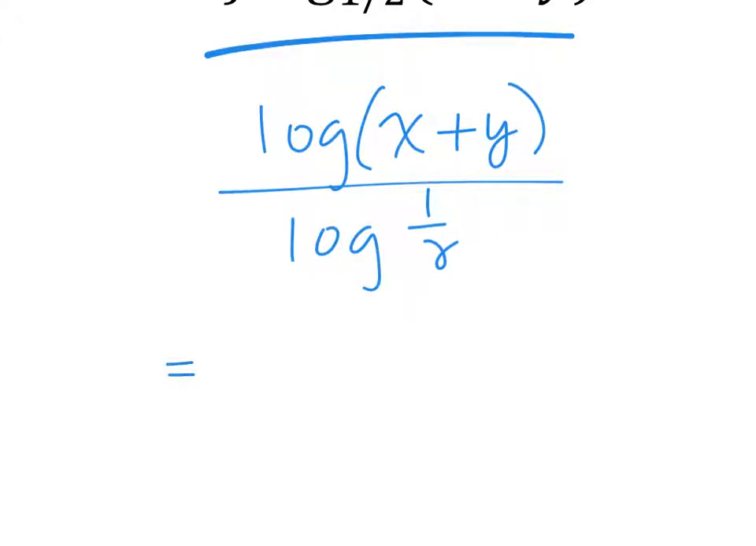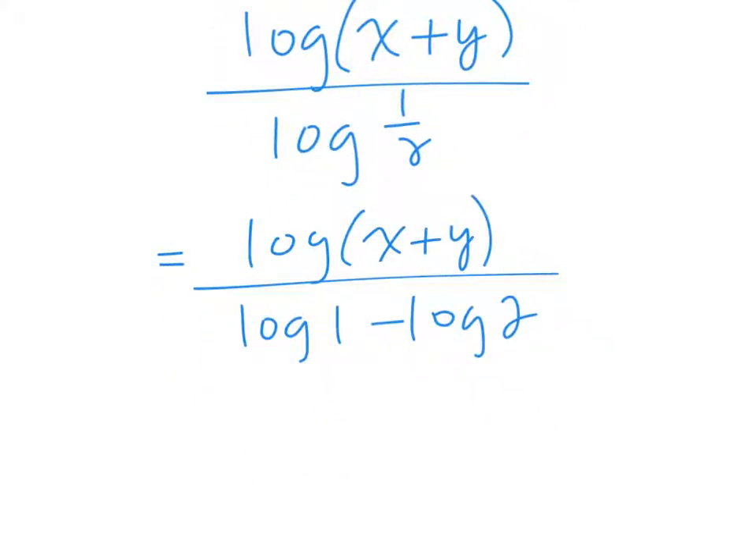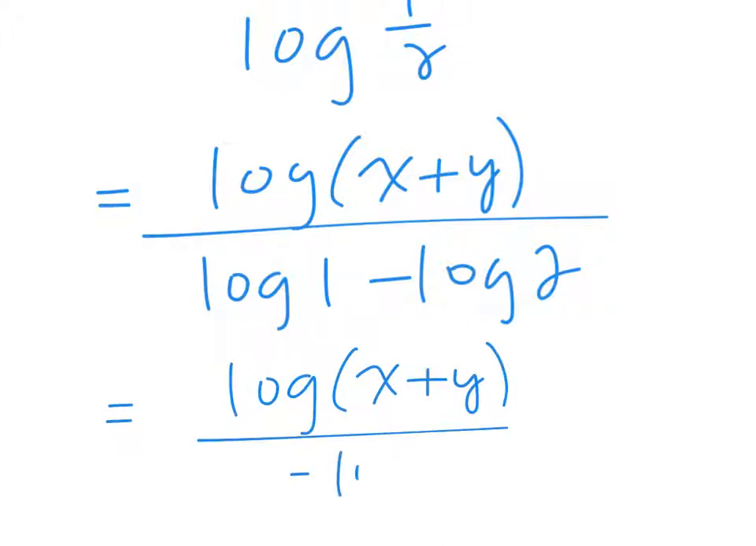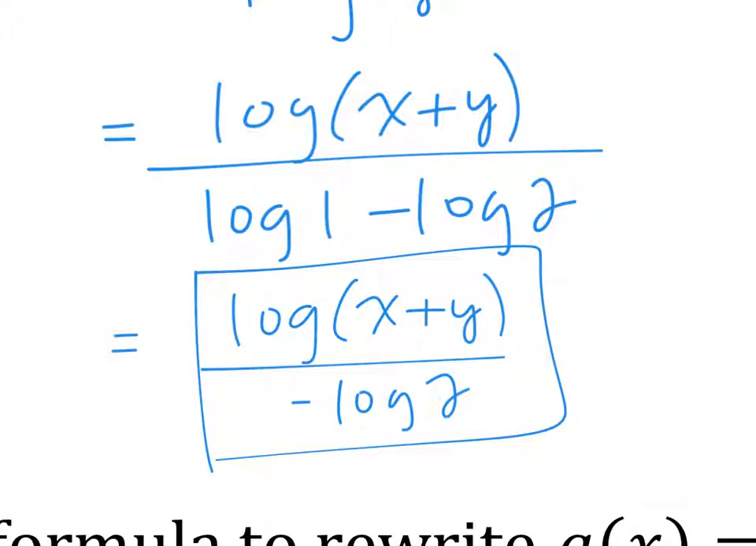What's something else I can do? Log 1 minus log 2. Okay, because 1 divided by 2, you can split that. But wait, there's more. Log 1 is 0. Right. Negative log 2. All right, that's it. That's all you can do. Do not distribute the log.